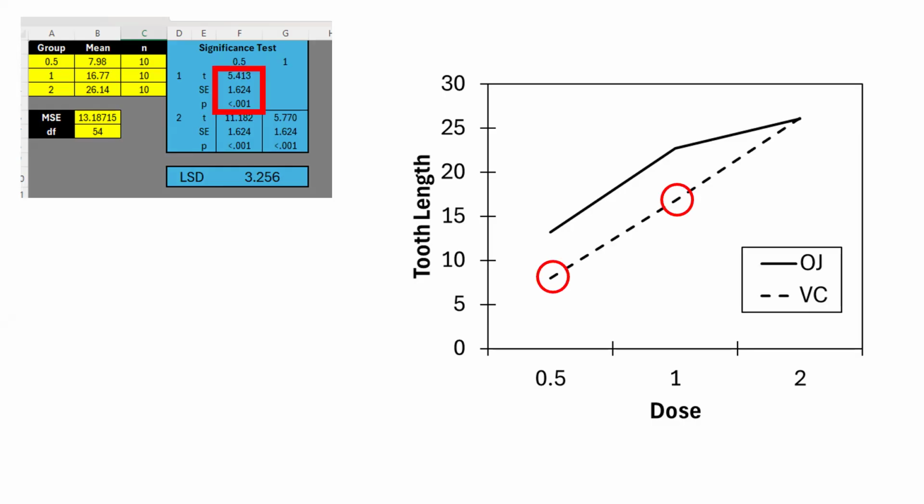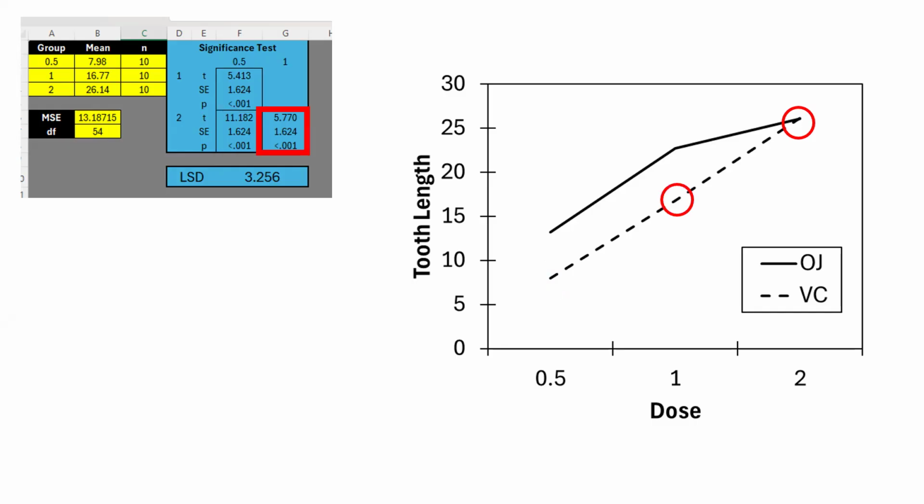specific comparisons for each. So in the VC condition, I'm comparing where dose is 0.5, the mean is about 8 or so, and when dose is 1, the mean is about 17. The difference between them is statistically significant. The t is 5.4, with a standard error of 1.6, and the p is less than 0.001. Likewise, I can compare the dose of 0.5 to the dose of 2.